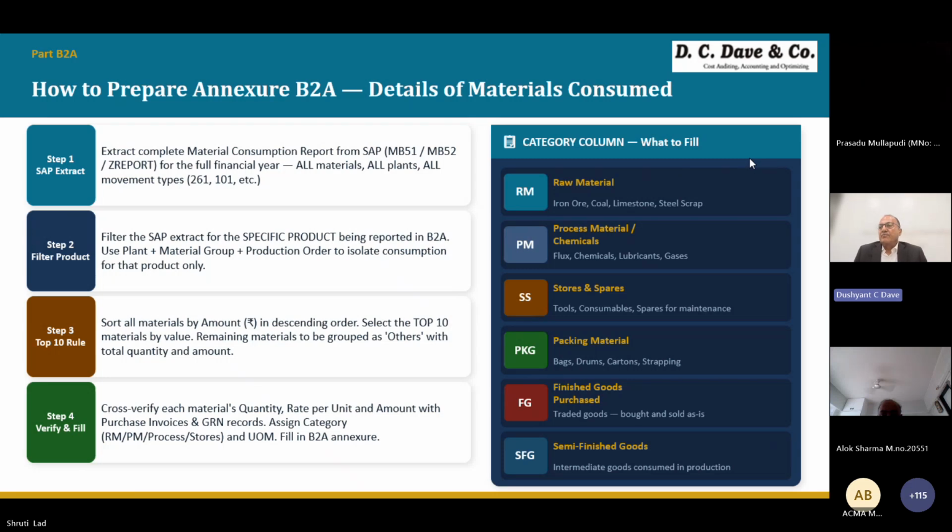On the right-hand side, I'm also writing what to fill with all these records. Again, I'm not repeating. We are all qualified cost accountants. It doesn't need introduction here. The raw material, process, stores and spares, packing material, finished goods purchased, semi-finished goods. So these are the category column which you will be filling from the source document which I have shown on the left-hand side. So this is where we do that.